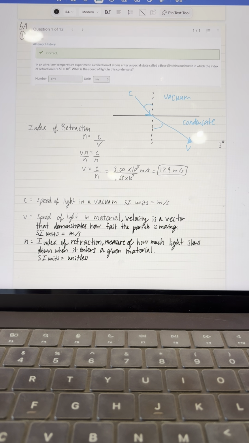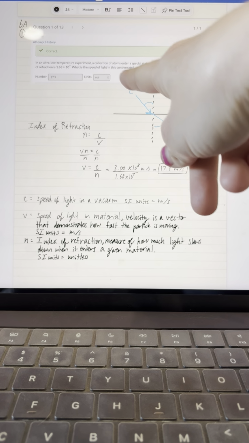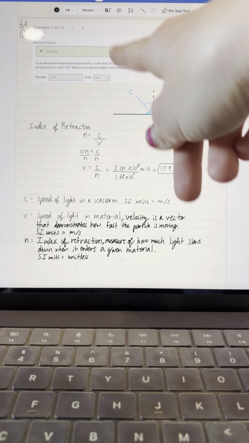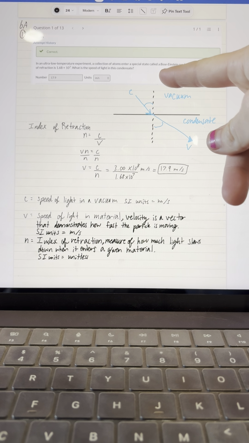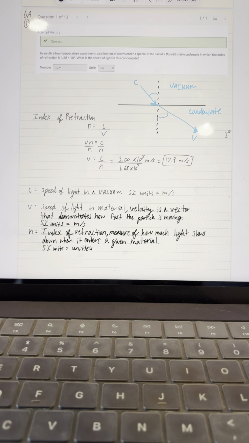Hello, for the first problem I did for week 6A, I did question number 1, and it states, in an ultra-low temperature experiment, a collection of atoms enter a special state called Bose-Einstein condensate, in which the index of refraction is 1.68 times 10 to the 7th. What is the speed of light in this condensate?